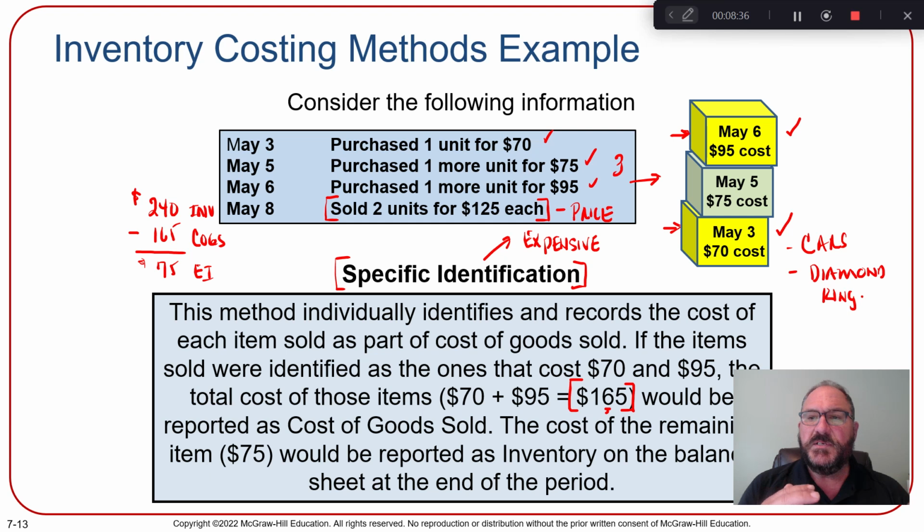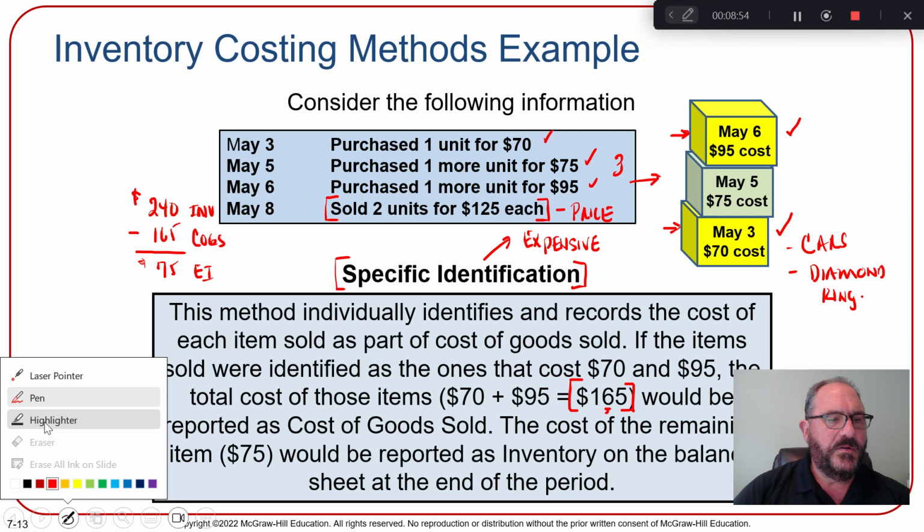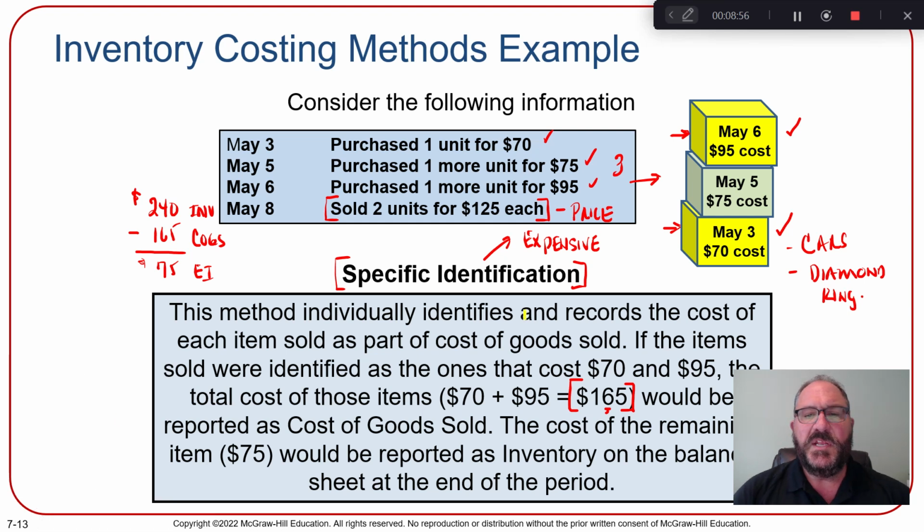Now, so the question is, we have these different costs, right? And so you've got to say, well, how do we want to account for those different costs? So the first one we're going to talk about, and then we're going to use that to go through a few different things, is specific identification. So notice here, let me change this over to my highlighter, okay? This method individually identifies and records the cost of goods for each item sold, okay? All right, so in this case, with cost of goods, they would tell you which ones were sold, but they would identify exactly which ones.